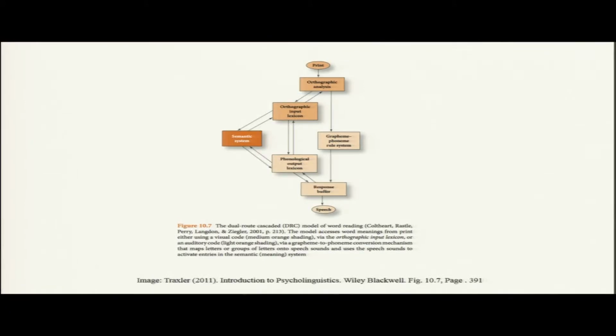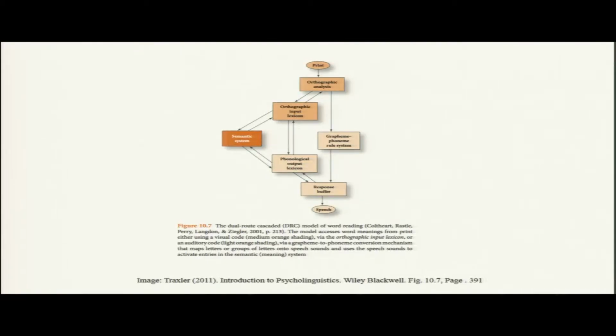The one on the left is the system that is the direct route. So you go to the orthographic input lexicon, what are the words that I know of, and then you directly have the phonological output lexicon. It directly gives you the correct phonological output, and then it can go to the response buffer and you have the speech. You also have a unit called the semantic system that is attached to the orthographic analysis, because it is simultaneously activating entries. As soon as you are reading the word, this is activating entries in the semantic or meaning system at the same time.